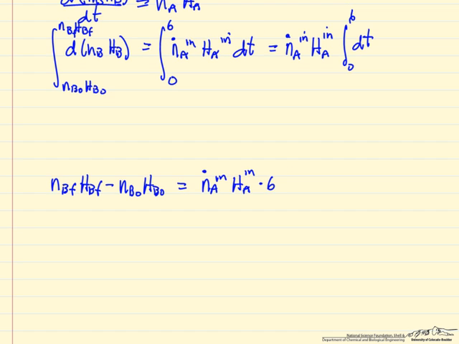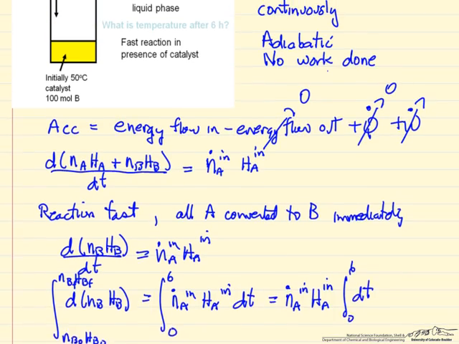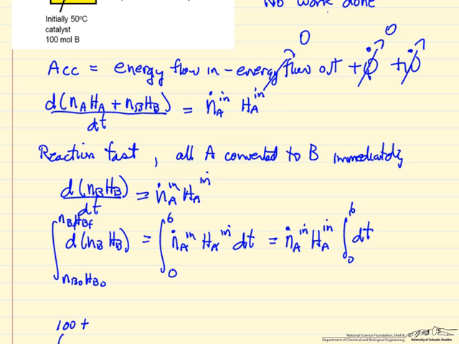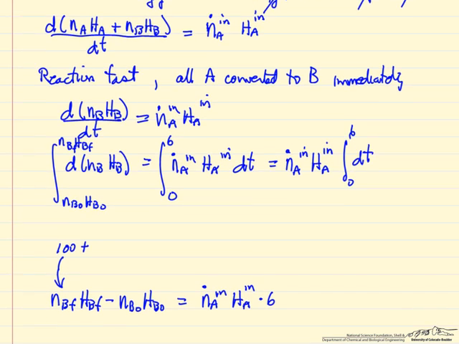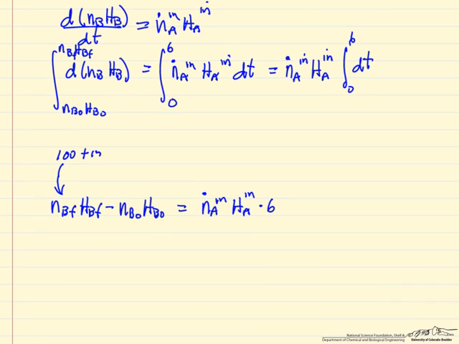So let's look at the various terms. The number of moles of B at 6 hours, well, this is just, we originally had 100 moles of B. In the problem statement, we're adding 15 moles of A per hour, and that converts to 15 moles of B per hour. So 15, and we do that for 6 hours. So this is 190 moles. That's the value for B.